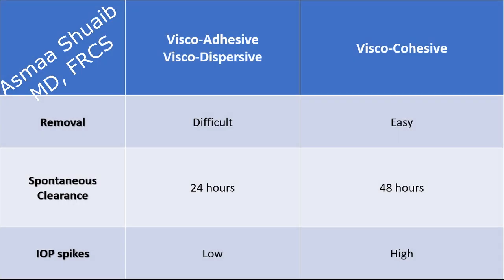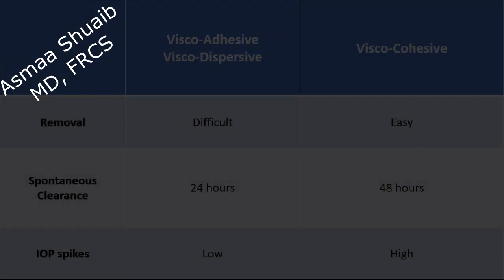Regarding the removal of a viscodispersive material, it is difficult, while in the viscocohesive material, it is easier, as it is removed as one block or one piece. Regarding the spontaneous clearance, the viscodispersive material is cleared in 24 hours, while the viscocohesive material is cleared in 48 hours. The intraocular pressure spikes are higher with the viscocohesive material.